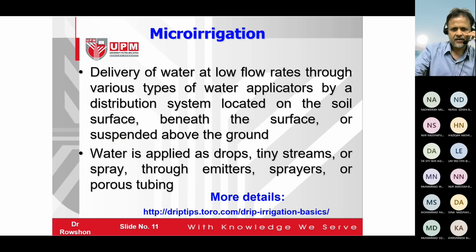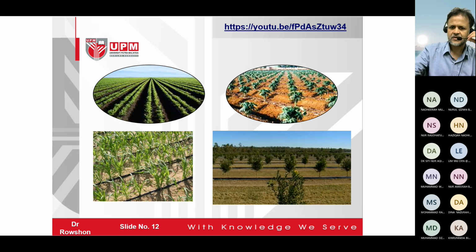Most of the things I have already discussed here. This is a micro irrigation system, where water is applied by drops, as I mentioned already. When water is applied, it is located on the soil surface, just below the surface, or in the root zone depth. That's all. For micro irrigation systems, we have different layouts.